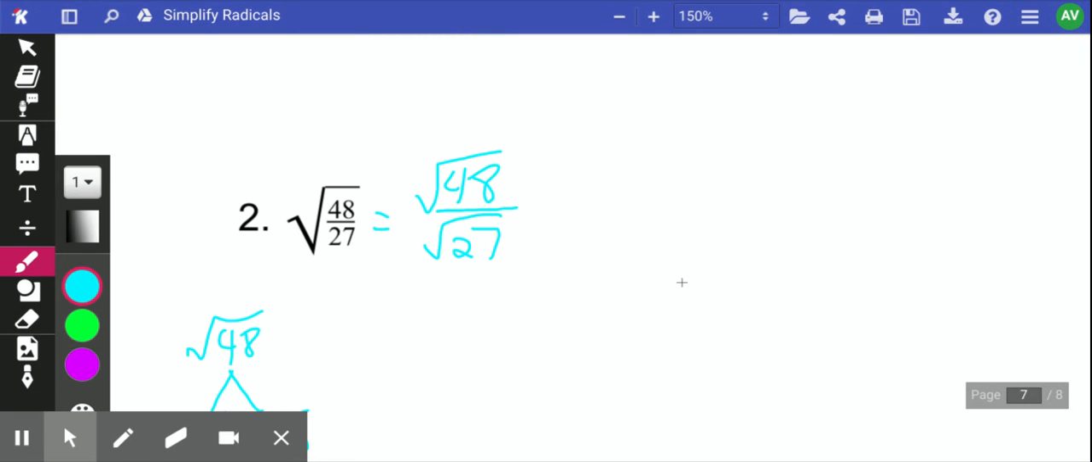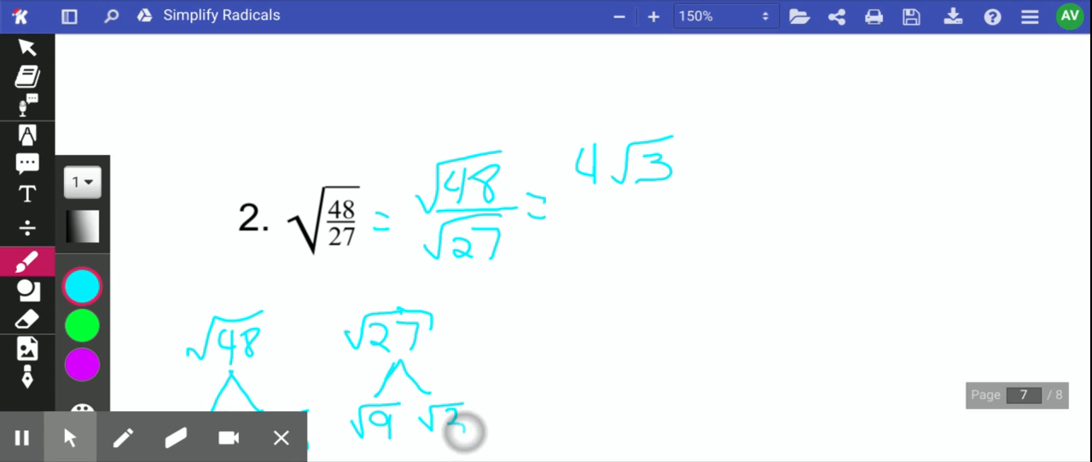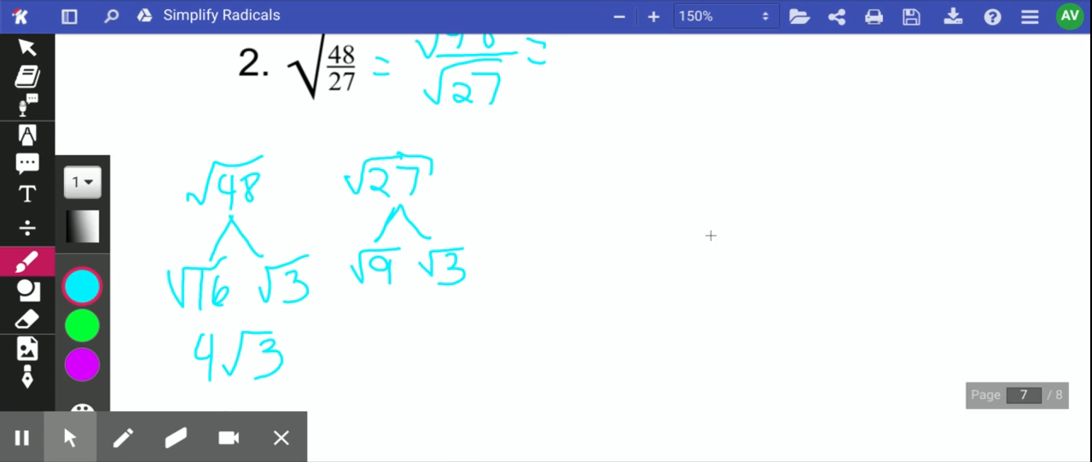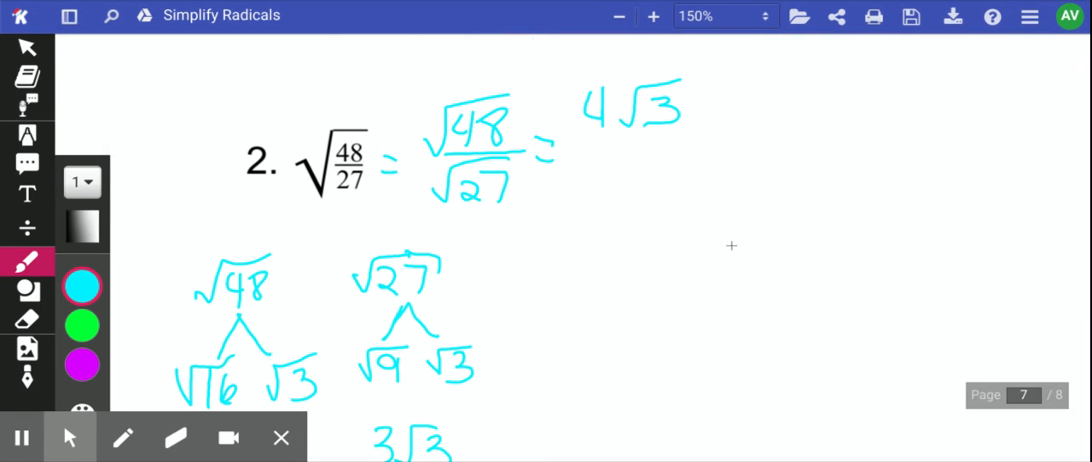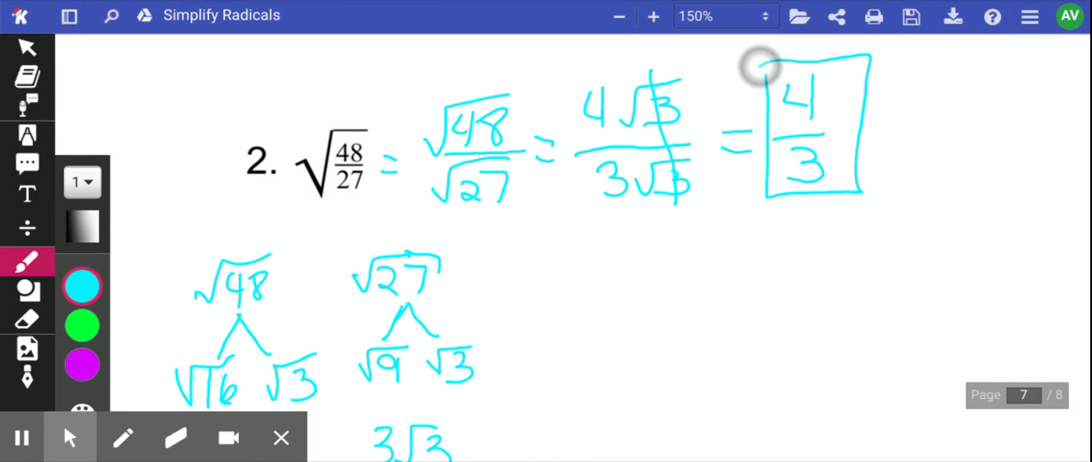Okay, so I've got my numerator, 4 root 3. Let's try for the denominator now, square root of 27. Let's see what goes into that. Radical 9 times radical 3, right? 9 is the perfect square that goes into 27. Square root of 9 is 3, and then we have radical 3 here. So let's put that into our denominator. We have 3 root 3. Now I'm going to simplify this fraction. When you have the same thing in both the numerator and the denominator, they cancel each other out, and you're just left with 4 thirds. Isn't that cool?